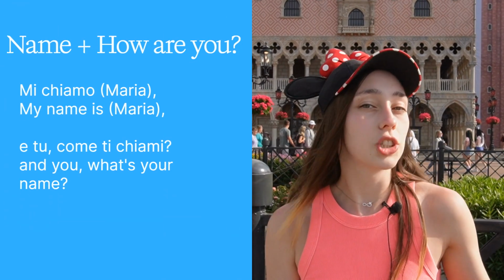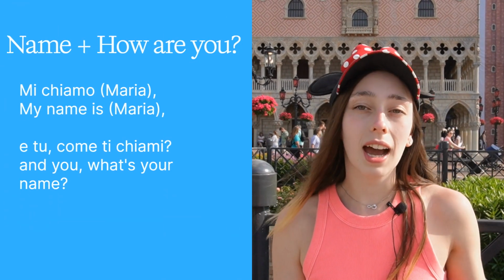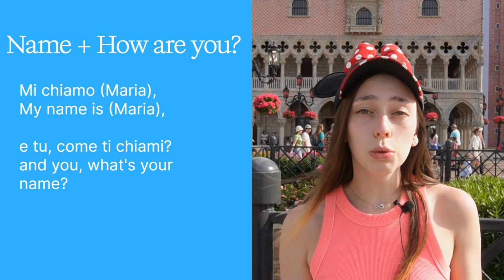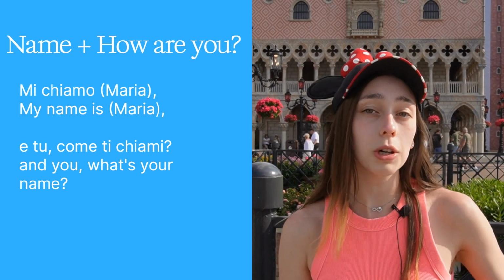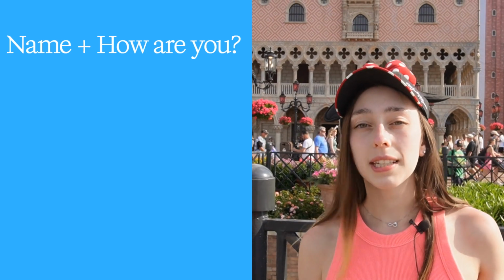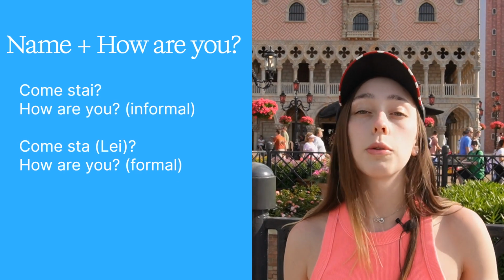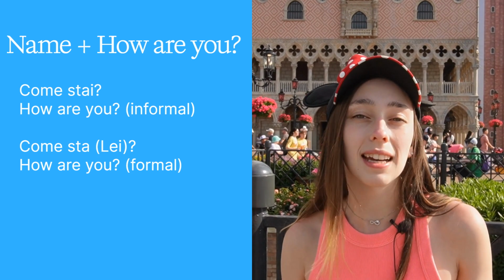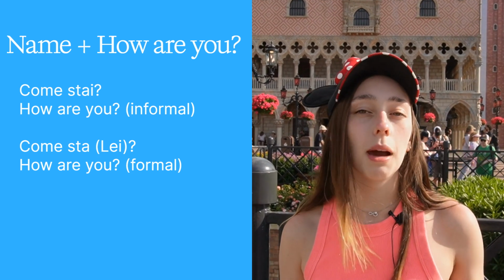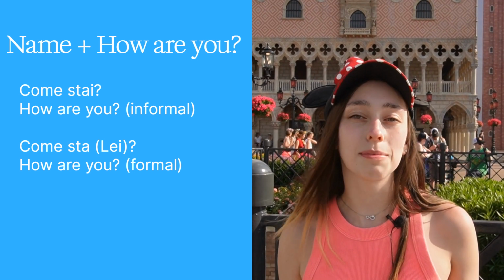Then right after you have your greeting, you're going to want to say something like who you are, right? So for me, I would say, ciao, mi chiamo Maria. Hi, my name is Maria. E tu, come ti chiami? And you, what's your name? Once you get the names down, you can always start with something like come stai, or if you want to be more formal, come sta lei. But again, mi chiamo Maria, come stai is perfect every time.